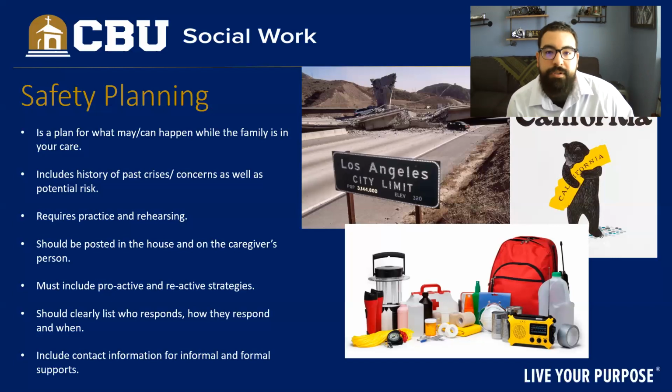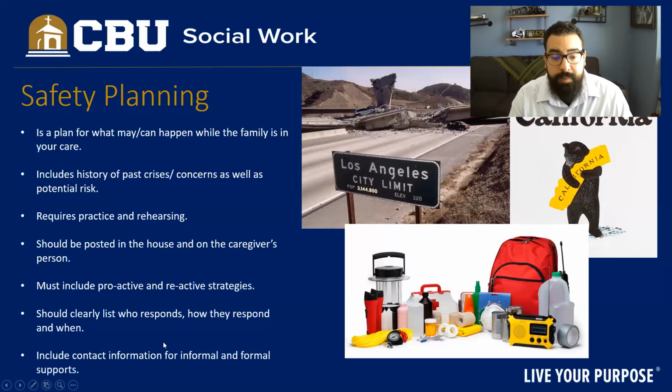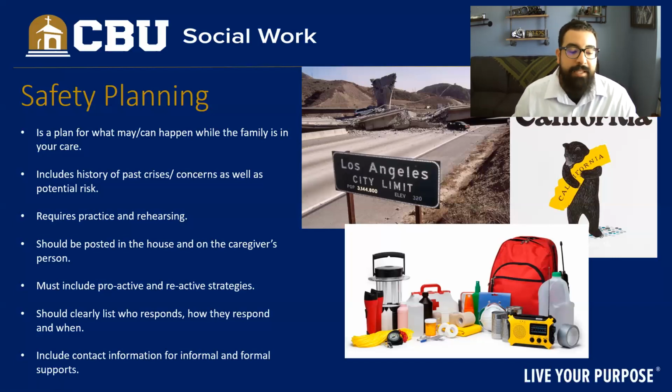In particular, this is also important for relationships in which women may be in violent relationships, or individuals are involved in intimate partner violence. So maybe it's not a woman, but maybe it's another person who's involved with a partner who is violent towards them. It's important to have a safety plan on their person with numbers they can call at any given time should the scenario arise for them to get away. There should be a list of who responds, how they respond, and when. You want to be as specific as possible, and you also want to include contact information for both your informal and formal supports. These last two in particular are really important.